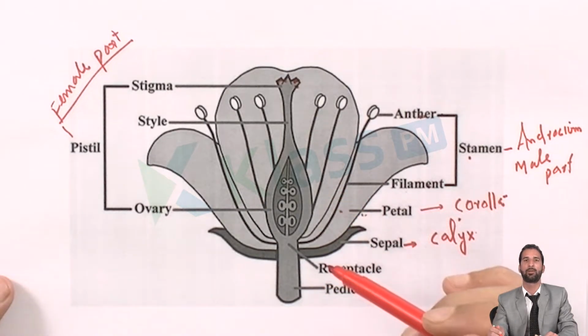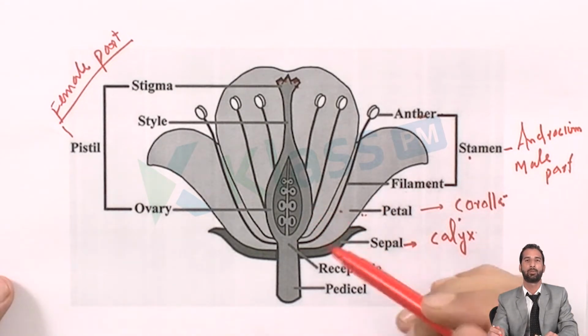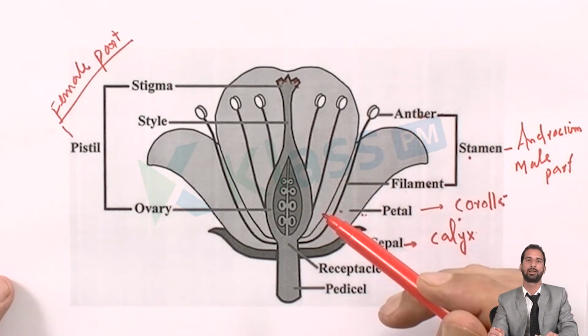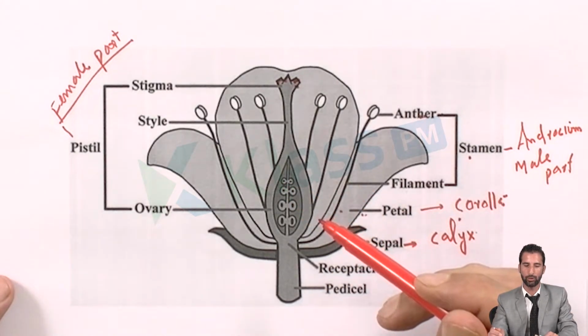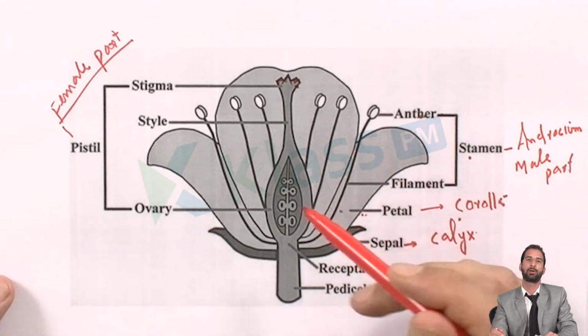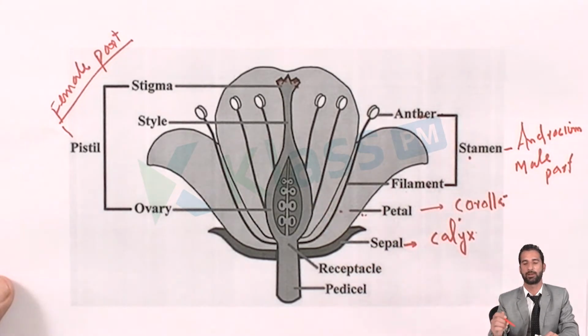And in the same flower, if both the androecium and the gynoecium are present, both the male part and the female part, that flower is called the bisexual flower. So mostly where a bisexual flower is concerned, the process of pollination occurs as self-pollination. We will discuss later on what is self-pollination and what is cross-pollination.